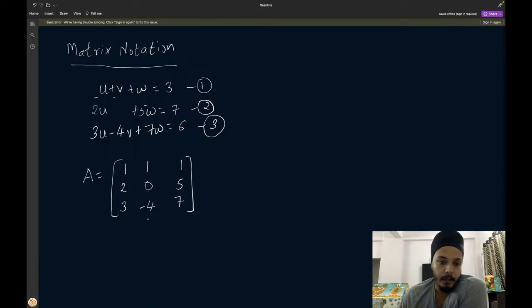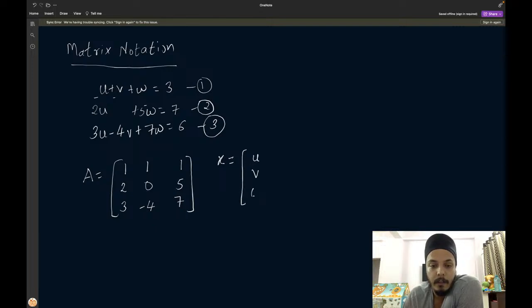Now the another vector that we will use here is the x vector. So let us write it as x. So this will be a vector of variables. So here our variables are u, v, and w. So we will write our x vector in the form of a column. So u, v, and w. Now the only remaining part here is the right hand portion. So we will denote it by b. So our b will be a column vector again. It will be 3, 7, and then 6.